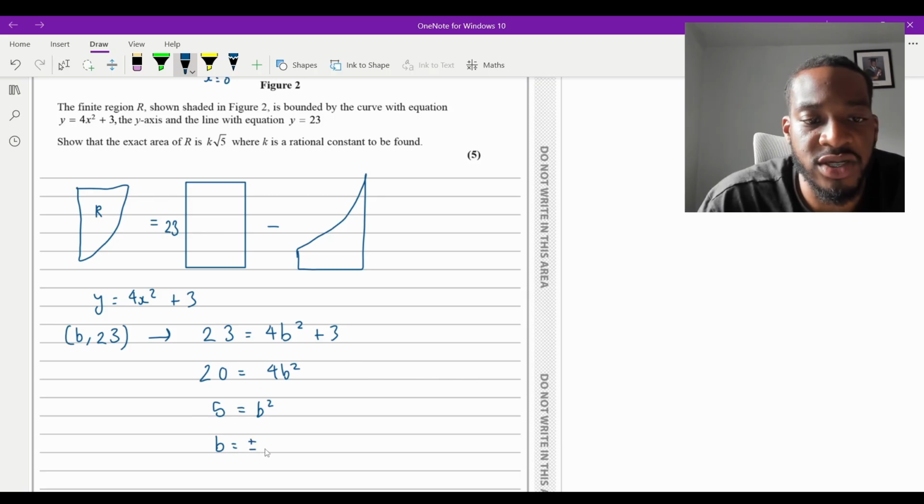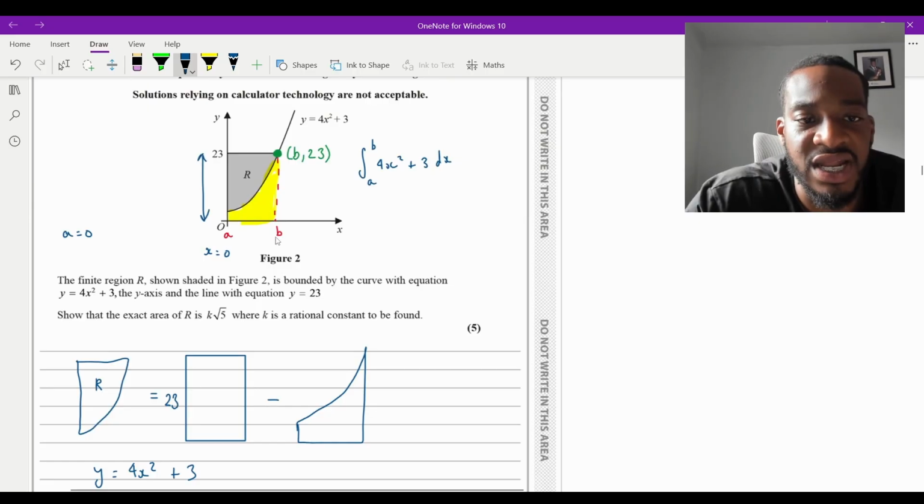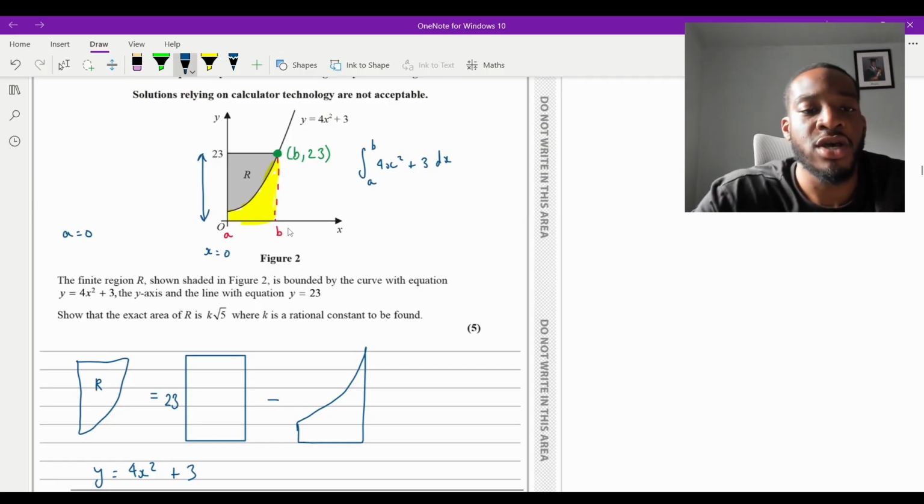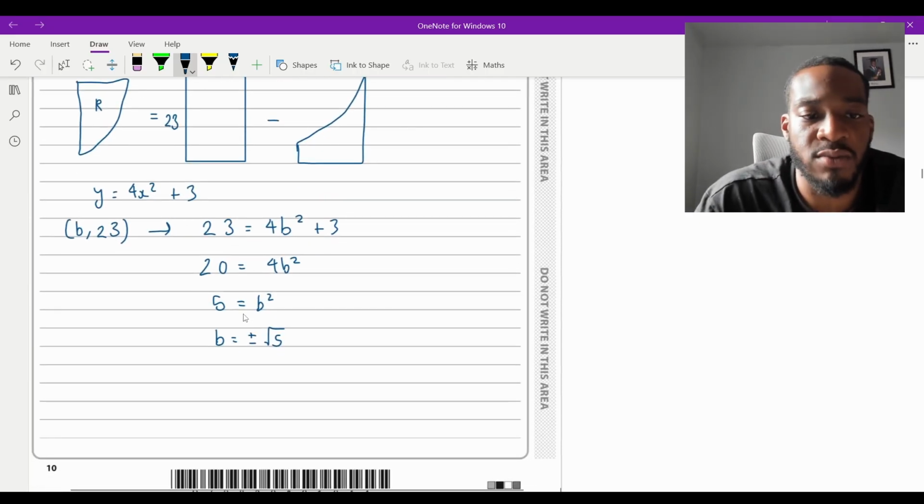It's going to be plus or minus the square root of 5, isn't it? Root 5. Now, when we look at the diagram, we can see that b is clearly positive because it's to the right of the origin. So we're not going to use the negative solution. So I'm just going to say b is going to equal positive root 5. But always, as a habit, just do plus or minus when you're square rooting. So we've got b is equal to positive root 5.